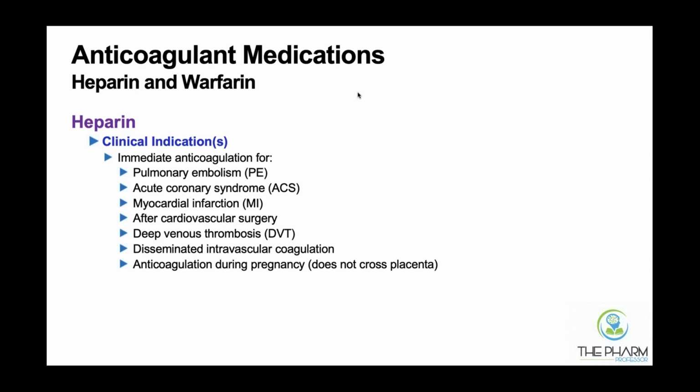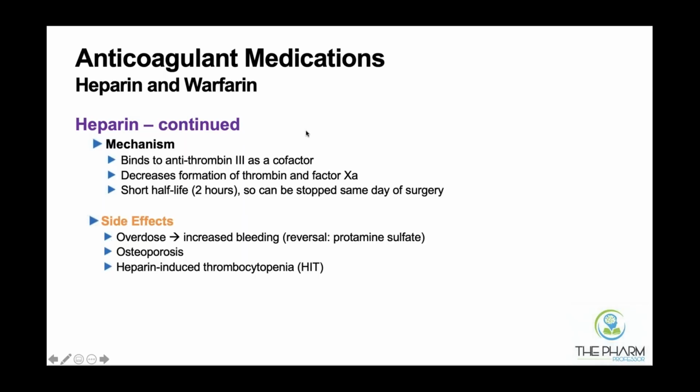So if you look at heparin here, we use it for immediate anticoagulation for pulmonary embolism, acute coronary syndrome, MI, after cardiovascular surgery, for a DVT or for DIC, and for anticoagulation during pregnancy, because it does not cross the placenta, whereas warfarin does. Okay? Heparin will bind to antithrombin 3, and it will decrease the formation of thrombin and factor Xa. And it's got a short half-life.